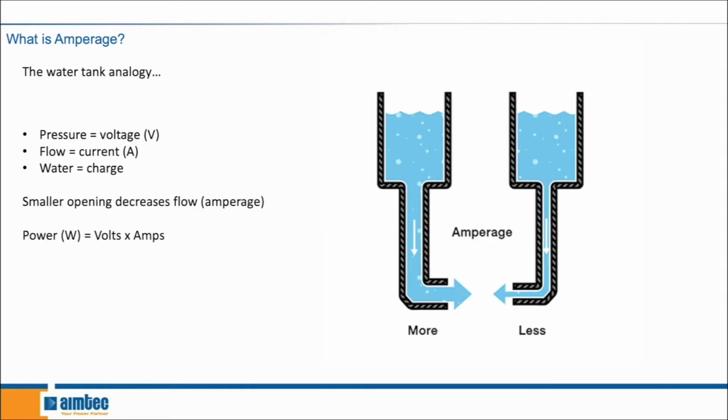Next, we'll talk about amperage, or said differently, current. Again, using the water tank analogy, the current or the amperage would be the width of the pipe. So a wider pipe will mean that you have more flow passing through your circuit. A smaller opening will decrease the amount of current, meaning that you will have less amperage in your circuit. And the formula to power, which is measured in watts, is simply volts times amps.